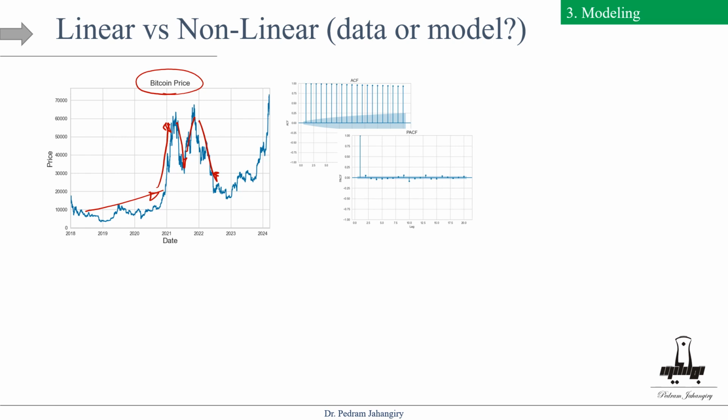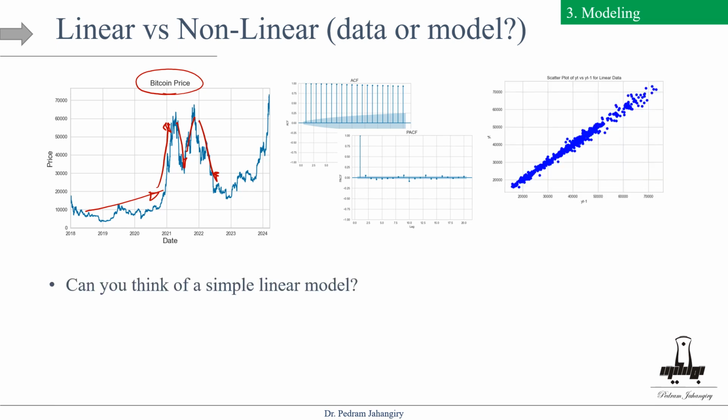Can we use a simple linear model for modeling this? So let's start with asking the same question that we did for the previous examples. Can you think of a simple linear model? And as a hint, I show you the scatter plot between yt and yt minus 1. And it seems that they're lining up, but for different values of y, they are different, right? So it's not perfectly lining up, right? So again, this is yet another level of complexity of the data. Then what can we do?